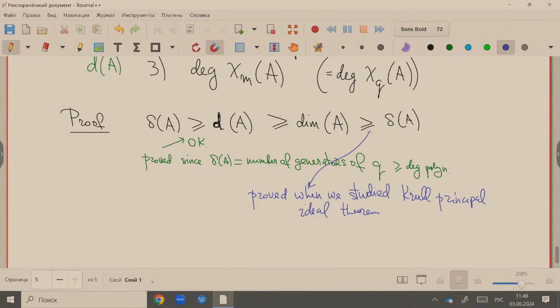So we proved, when we started, the Krull principal ideal theorem. And we constructed this sequence of parameters.